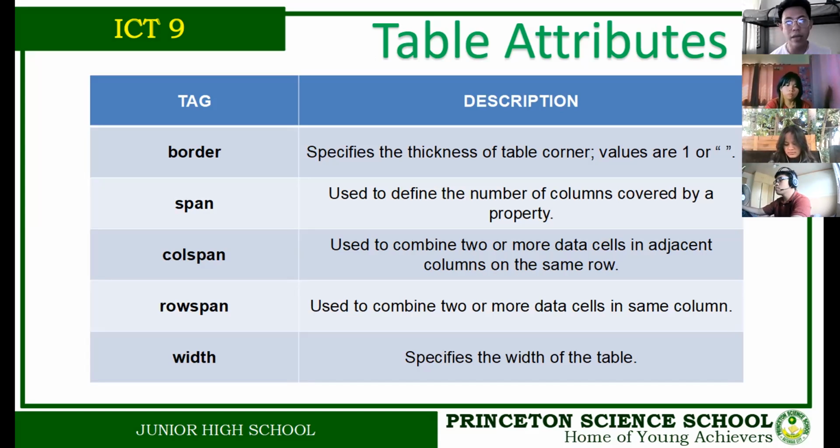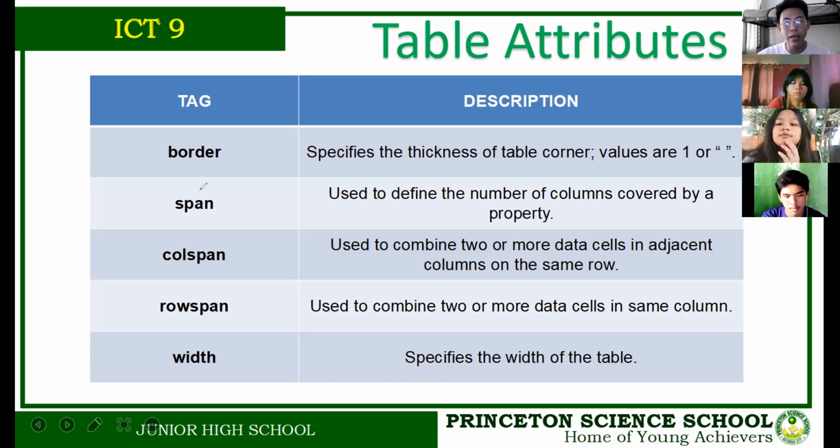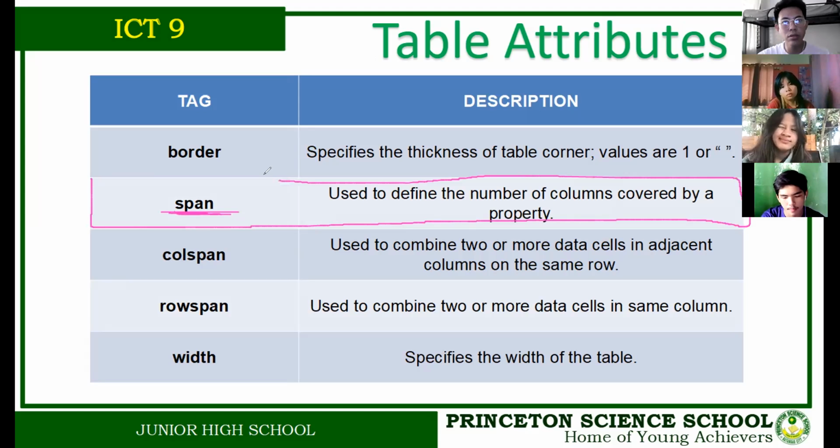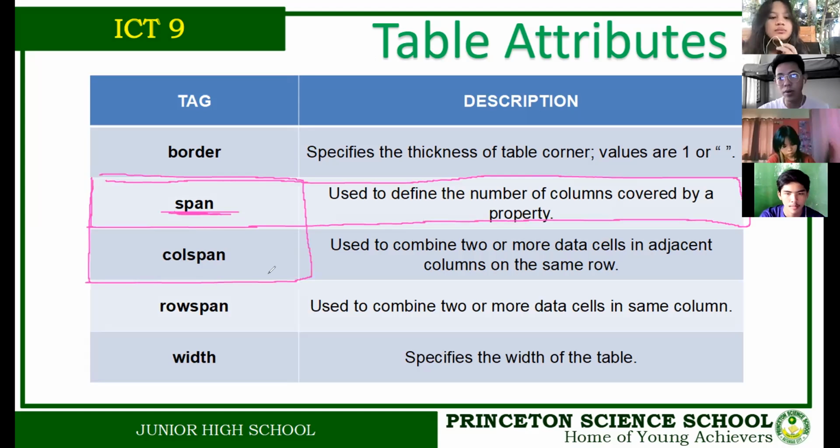Okay, so next here we have the span. The span is used to define the number of columns covered by a property. So what does it mean? It means that, for example, one item, like the word span, has a span of 2. It can consume 2 columns or 2 rows, and then it will be merged as one. Yes, Tala?